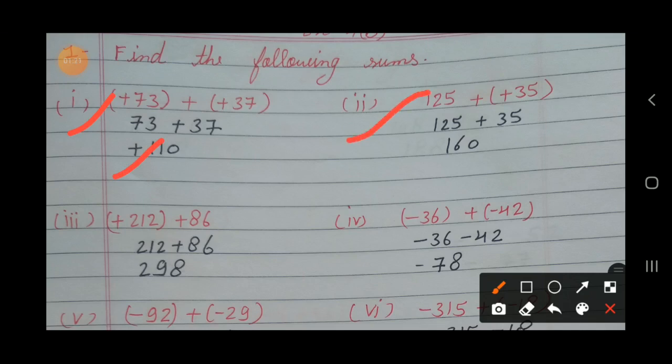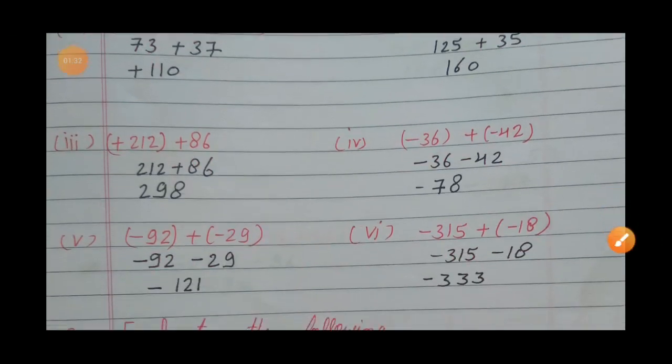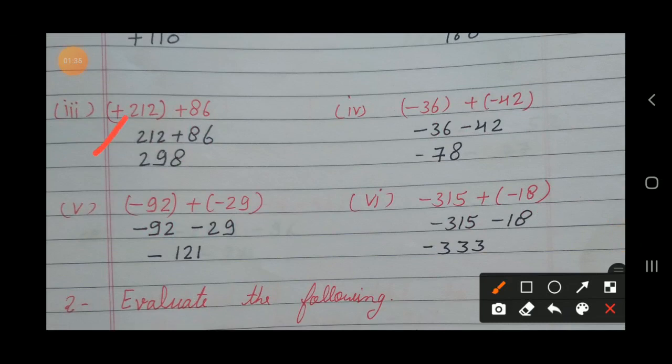In second part, 125 plus, and we have to add here plus 35. On adding both of this positive integer, we will get plus 160. Third part, 212 plus 86. On adding, we are getting plus 298. In fourth, minus 36 plus minus 42. Means we have to add two negative integers, minus 36 and minus 42. If we will add two negative integers, then we will get a negative integer. Means sum will be a negative integer, minus 78.